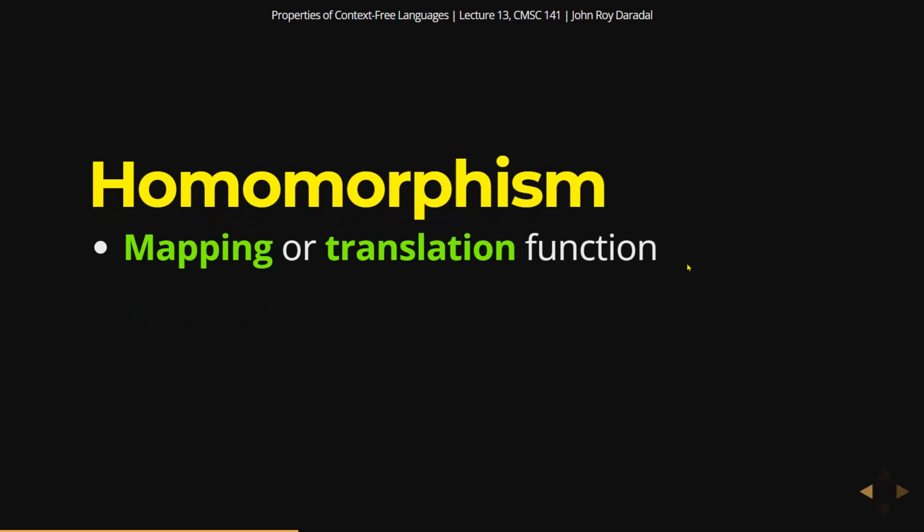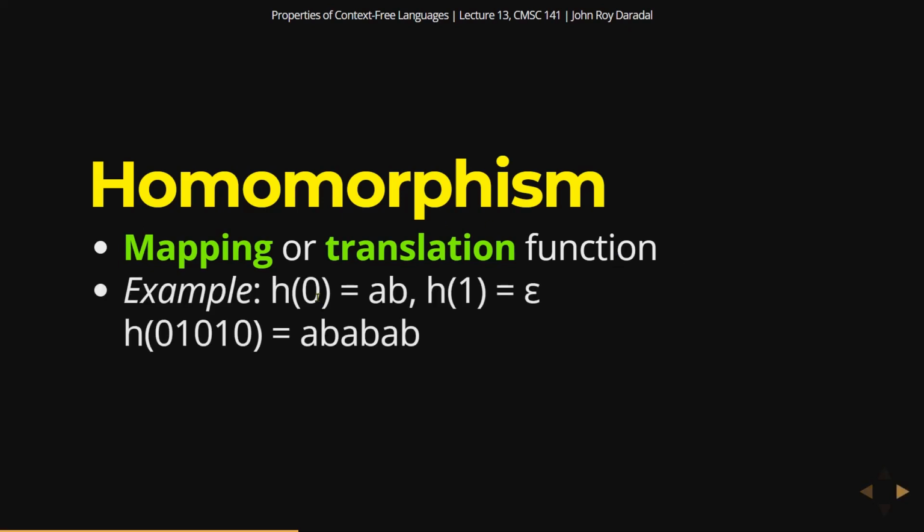And finally, we have the homomorphism, which, if you remember, is like a mapping or translation function. For example, if the homomorphism maps 0 to AB and 1 to epsilon, then if you have the homomorphism of the string 01010, the zeros would be replaced by AB, and the ones would be replaced by epsilon. That's why we have ABABAB here, because of the three zeros, and the ones became epsilon, so they disappeared.